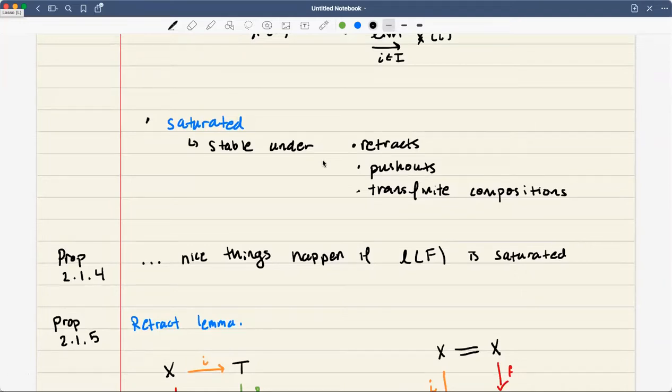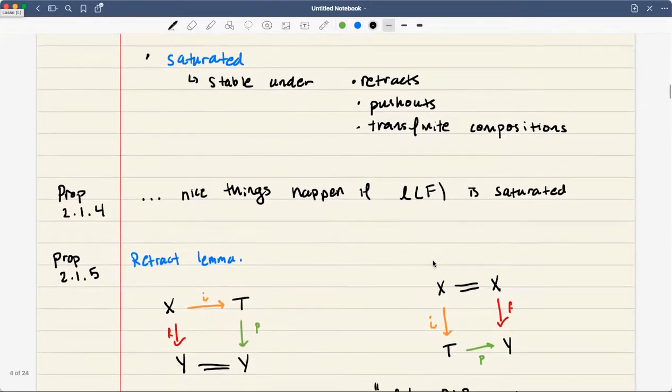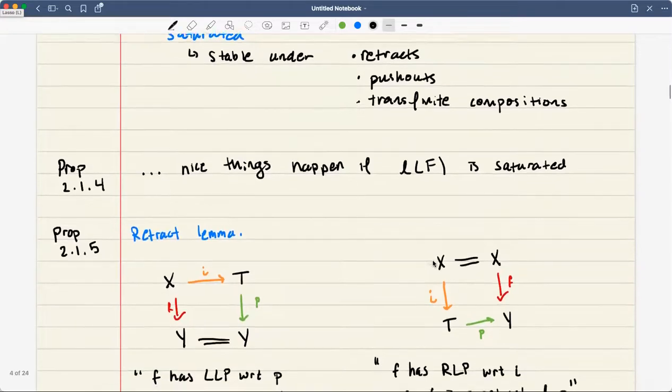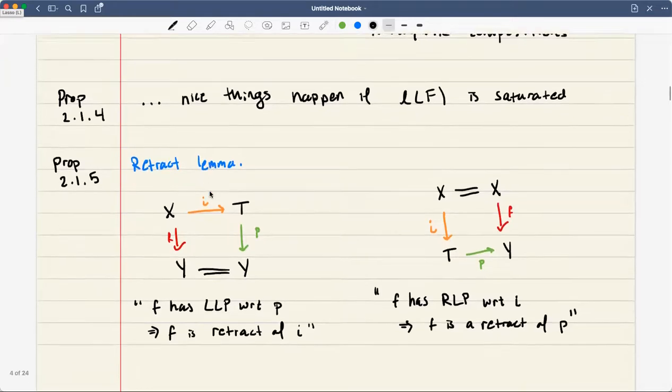So yeah, you want these properties, because nice things will happen. This proposition in the book says that if the class of morphisms which have the left lifting property against F, another class of morphisms, is saturated, then a bunch of nice things happen, which I just wrote down because it's not too enlightening. I think it's really a technical result that you could look up in the book if you wanted to.